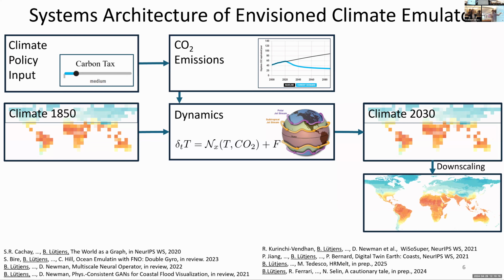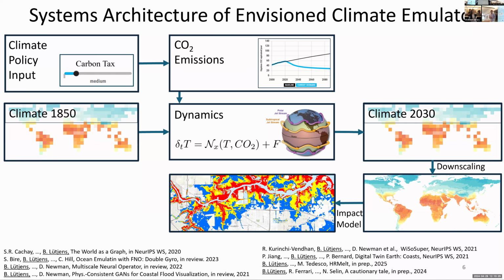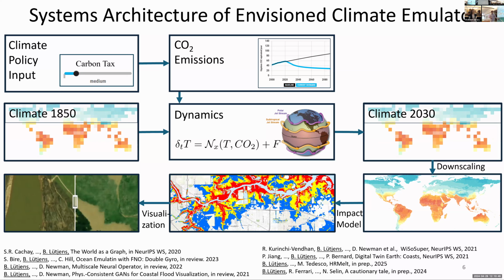Once we have this very low resolution state, because this we can only do at 100 kilometer resolution feasibly, we can downscale it. Then still looking at the state variables such as temperature, pressures, humidity, those are the variables that are being simulated. And then once we have this high resolution field, we can feed it into a chain of impact models. For example, in this case, a hurricane track model that fed into a storm surge model, that fed into a flood model, to give us the expected storm surge here in Houston around the river in red. And that finally we can feed into some form of visualization engine to communicate it to the public.